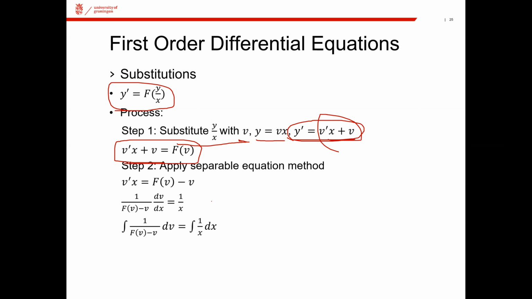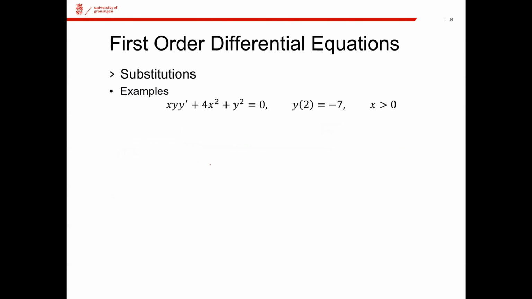And the second step is to apply the separable equation method, the first type that we talked about before. We just move the v to the right side, move the function of v to the left side and the function of x to the right side. And then we just integrate on both sides. Okay, then let's look at some examples.